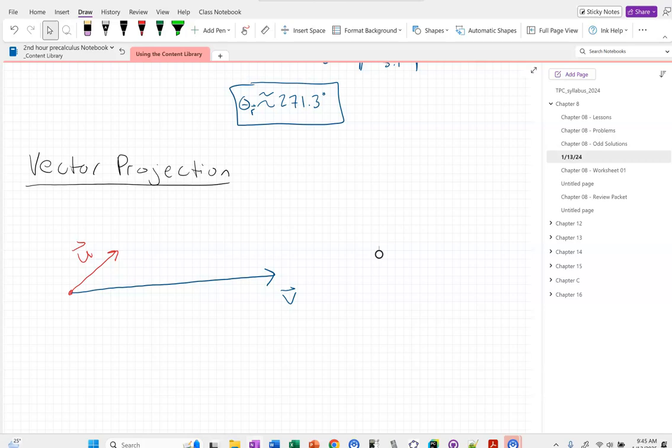Okay, it's basically asking if I were to break vector u up into some other vector that's in the same direction as v, plus some other stuff, right? Like if I want to take the number 5 and break it up into 4 and some other stuff, I can write 5 equals 4 plus 1, right? So that's the idea here.